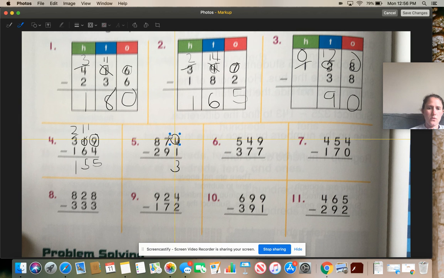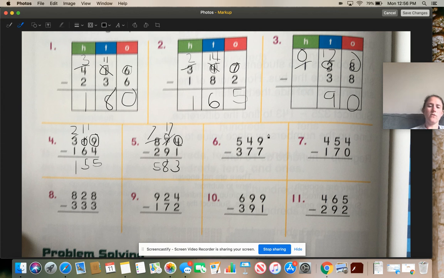7 minus 9. Ooh, I can't take 9 away from 7. So I go to my 8. My 8 becomes a 7. My 7 becomes a 17. And 17 minus 9 equals 8. And 7 minus 2 equals 5.